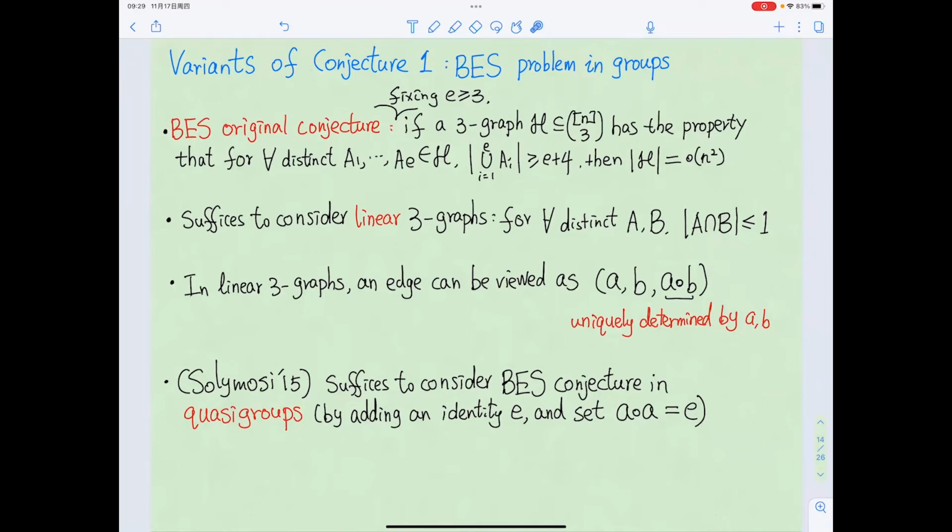So in linear 3-graphs, any pair of vertices can be contained in at most one edge.